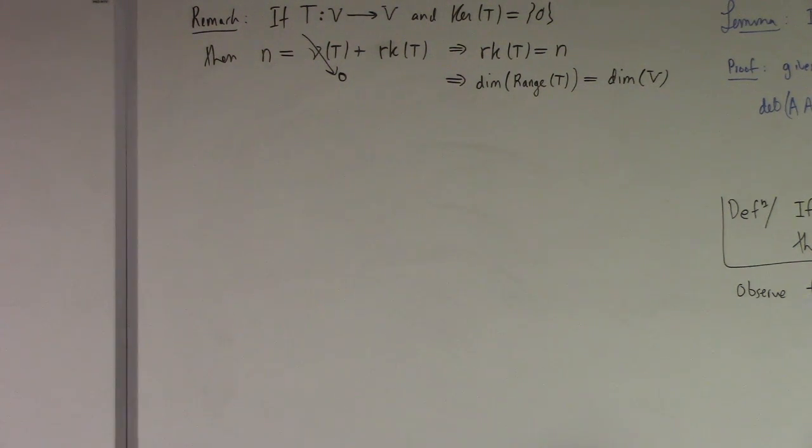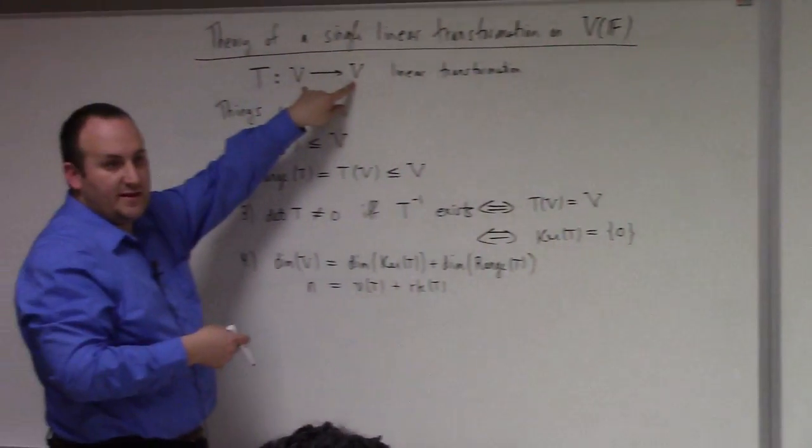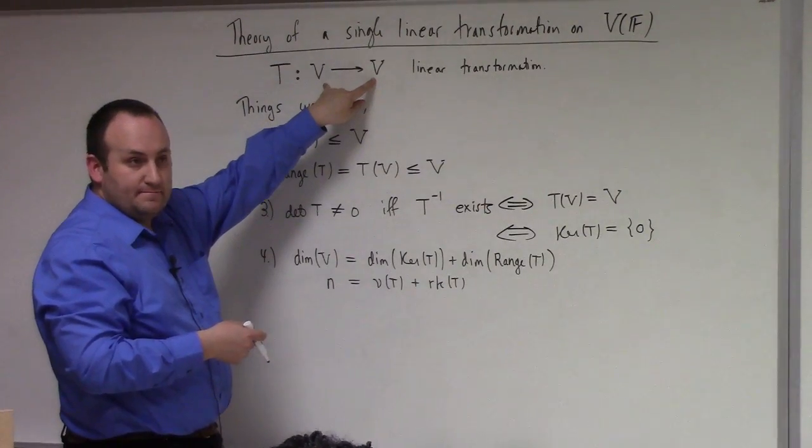In other words, it's a surjection. So this is such a special context. When we're looking at a linear transformation from a vector space to itself, it's so very special: injectivity if and only if surjectivity.